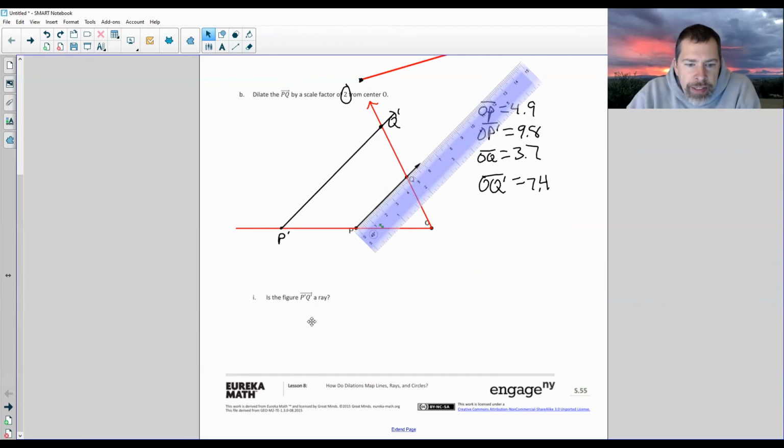And then it asks, is the figure P prime Q prime a ray? And the answer is yes.